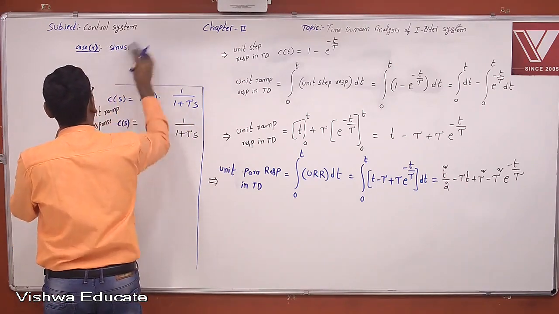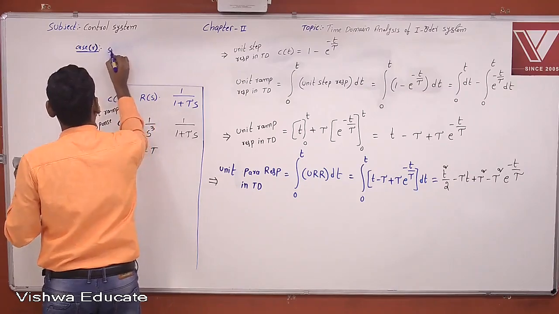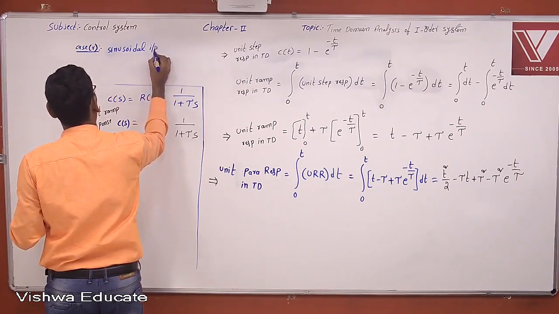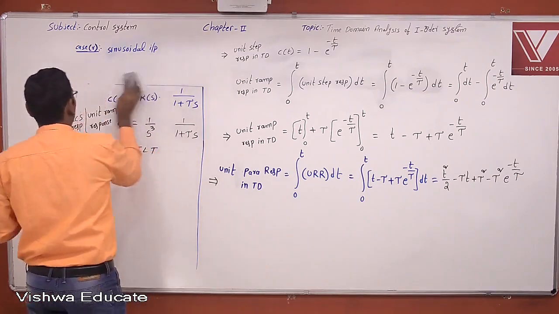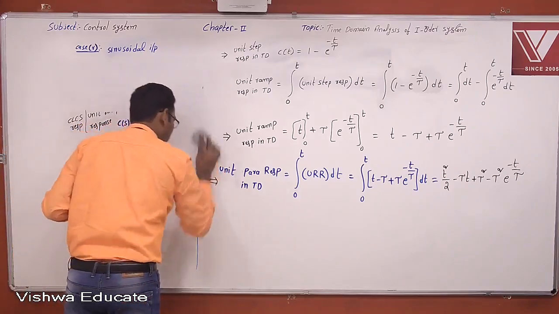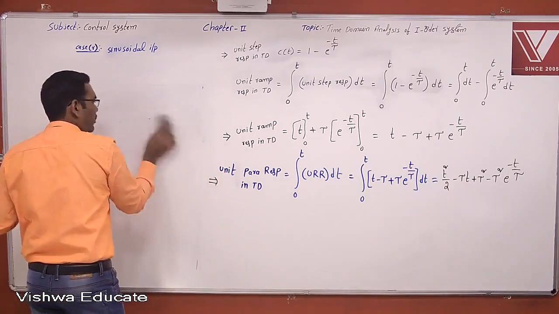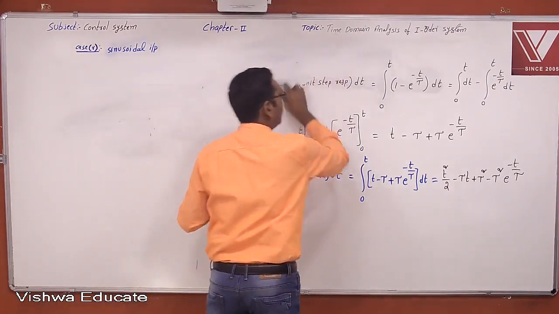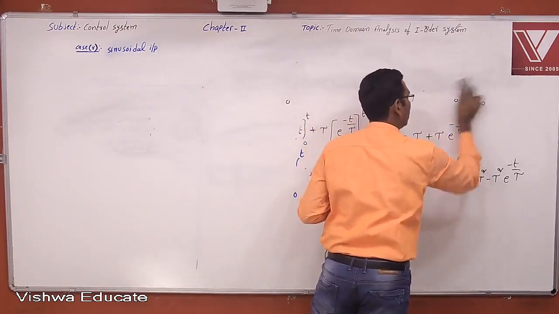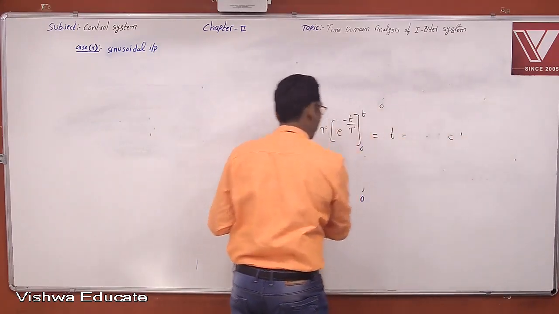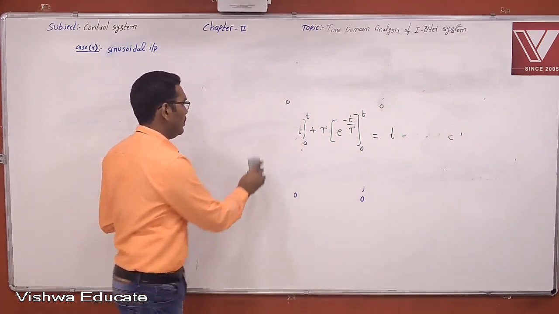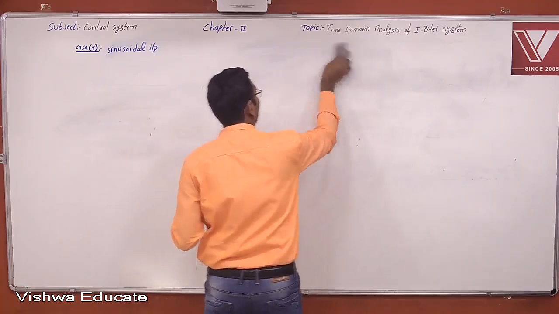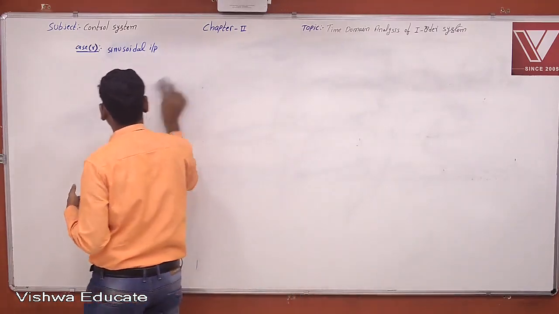What happens if a sinusoidal input is given? Students, if you give a ramp input, you get a ramp response; step input, step response; parabolic input, parabolic response; impulse input, impulse response. Similarly, if you give a sinusoidal input, we definitely expect a sinusoidal response. But what changes may you observe here?